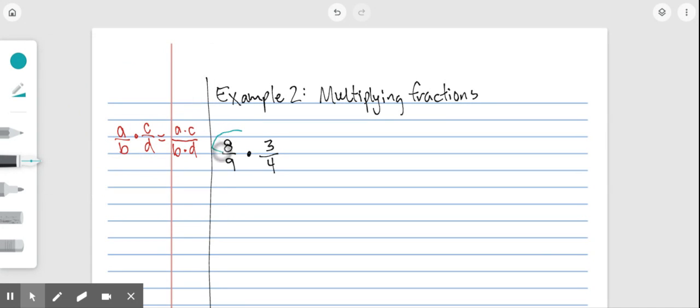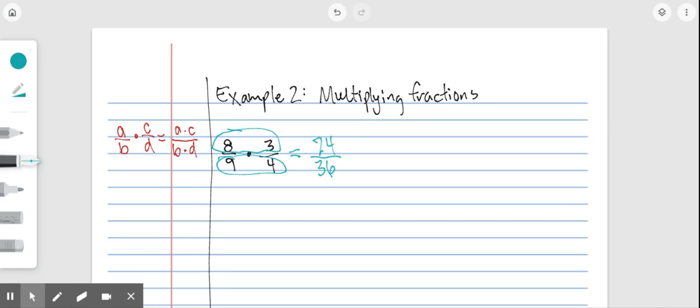So I'm going to multiply the numerators together here. 8 times 3. If I can't remember my 8s, I'm going to multiply by 3. So 3, 6, 9, 12, 15, 18, 21, 24. So 24 is 8 times 3. And then in the denominator, again, I multiply the denominators together. 9 times 4, which is 9, 18, 27, 36. 24 over 36.